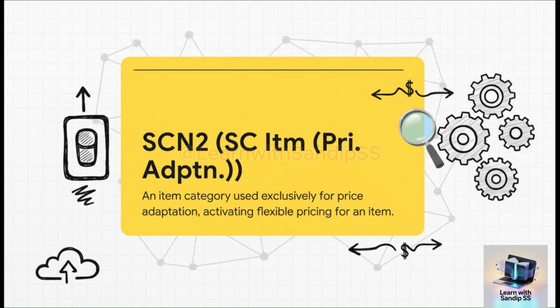So, how do you actually get this flexibility? Well, one of the most powerful ways is by using the item category SCN2. The best way to think about this is like it's a little switch you flip for a specific contract item. When you use SCN2, you're basically telling the system, hey, this price is not set in stone. It's built from the ground up for price changes during the life of the contract.